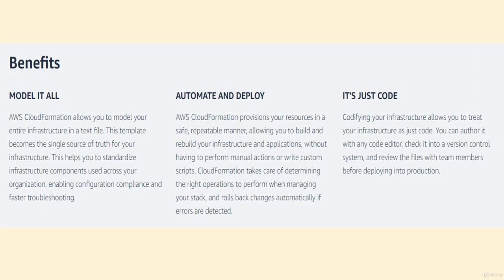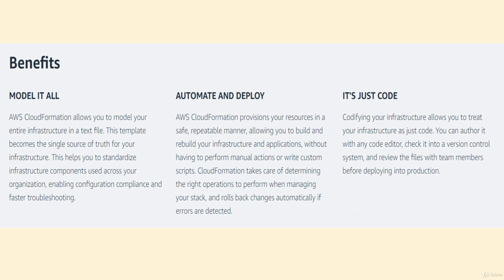There are some benefits for using CloudFormation. You can model it all. CloudFormation allows you to model your entire infrastructure in a text file. It could be complex or simple based on your usage. You have to define a text file. The template becomes a single source of truth for your infrastructure and helps you standardize the components used across your organization. Then you can automate and deploy by provisioning your resources in a safe, repeatable manner, allowing you to build and rebuild your infrastructure and applications without having to perform manual actions or write custom scripts.